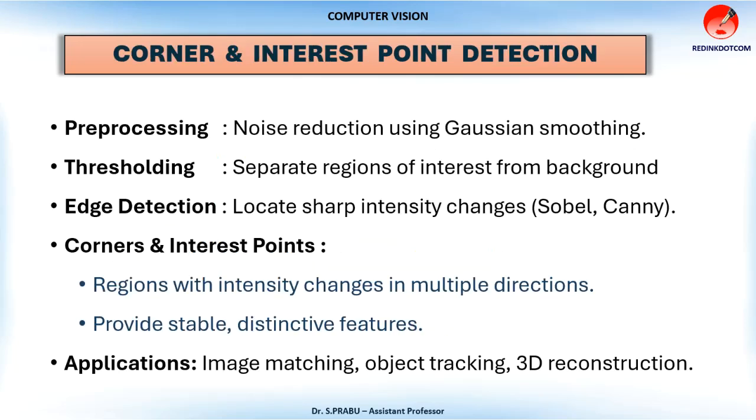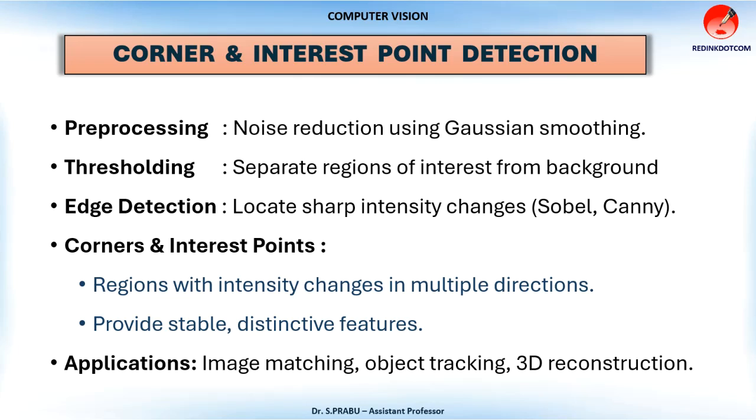The next topic is corner and interest point detection. In this unit, first we see the pre-processing steps, that means applying different filters to remove noise. Next is thresholding, which helps us separate the regions of interest from the background. Then we move to edge detection. Here we detect sharp intensity changes using operators like Sobel or Canny, which highlight object boundaries. After that, we focus on corners and interest points.